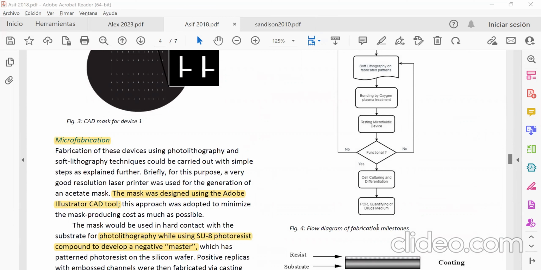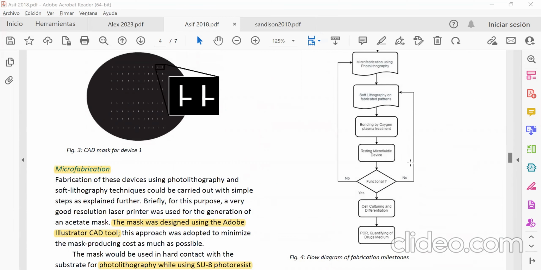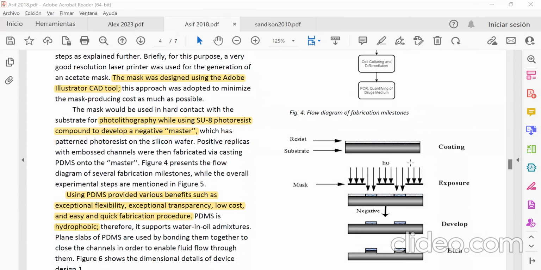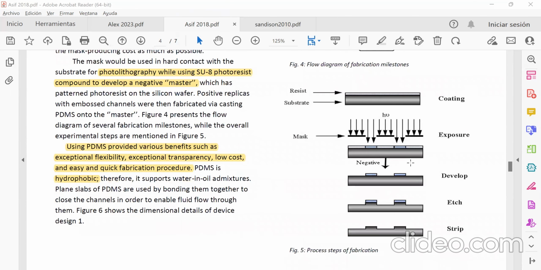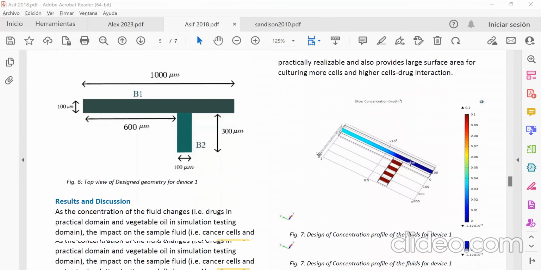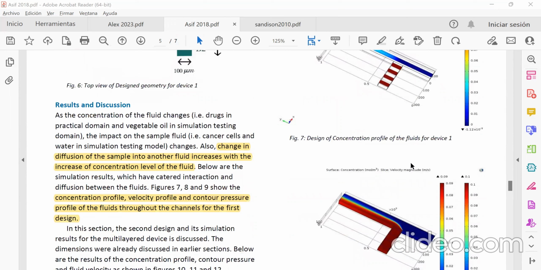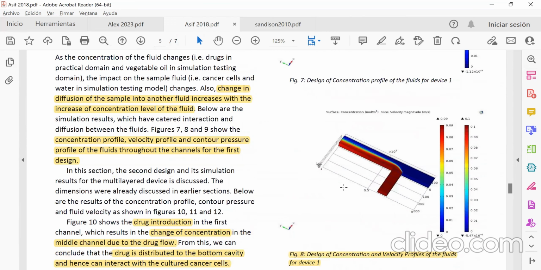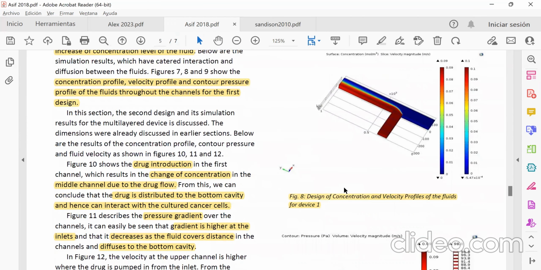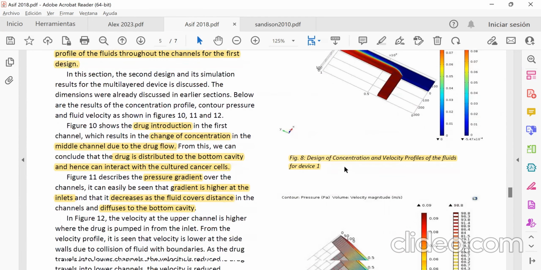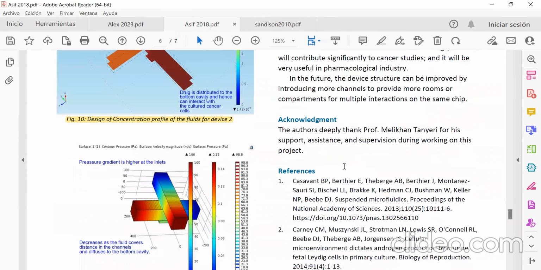Then the microfabrication using photolithography techniques. After this process, they proceed with the cell culture in a different station. Finally, after all the experiments, they give the results of the simulation. As a conclusion, it's important to mention that the authors conclude that the first design has better performance than the second one.